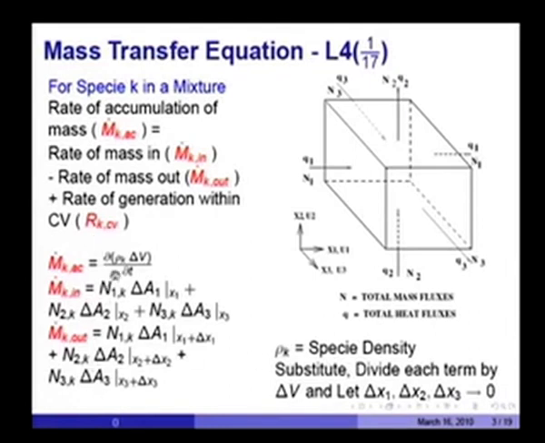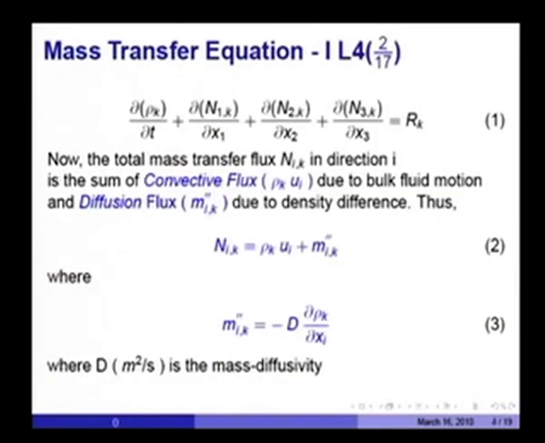If we now substitute these expressions in this verbal statement and divide each term by delta V, which is the product of delta x 1, delta x 2, delta x 3, and let each of these increments tend to 0, this is a procedure we have gone through before, then you will get an equation of this type: d rho k by dt plus net transport of specie k in direction 1 plus net transport in direction 2 plus net transport in direction 3 equal to rate of generation of specie k.